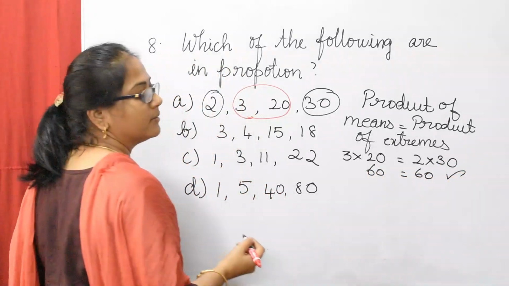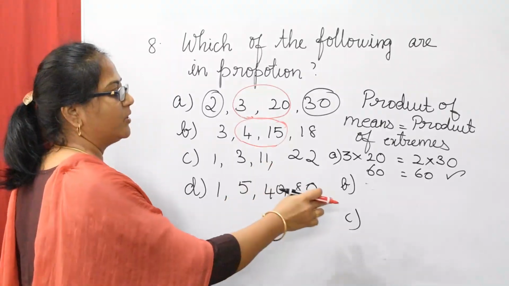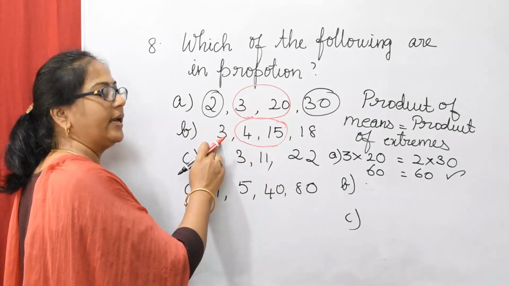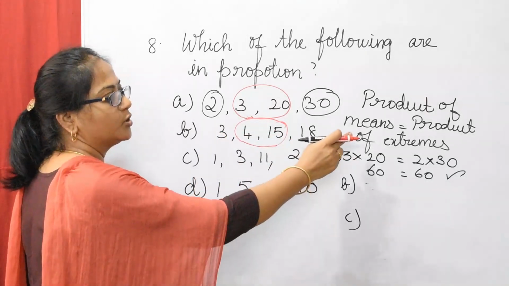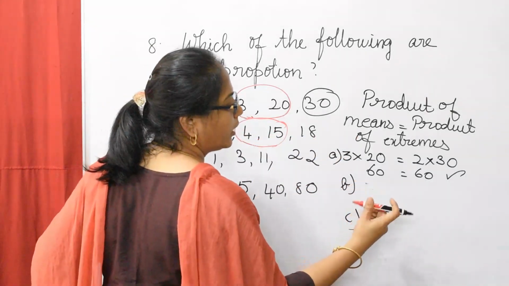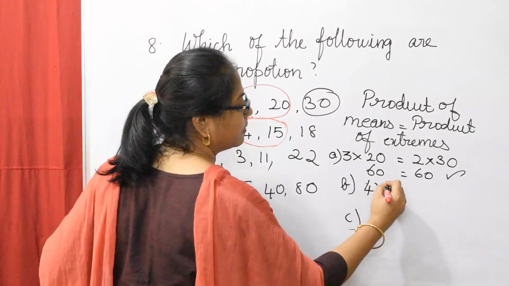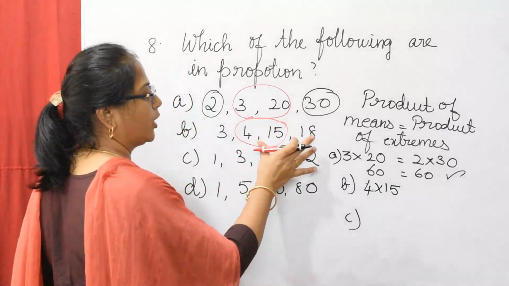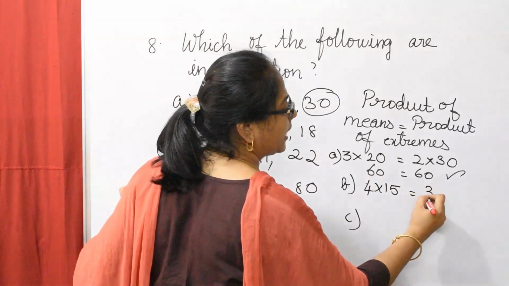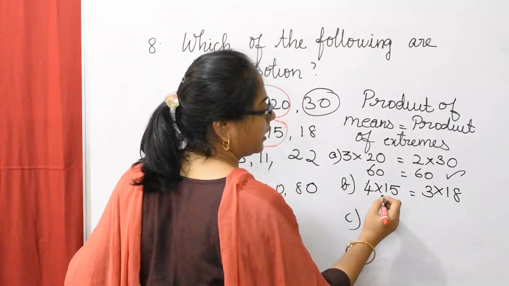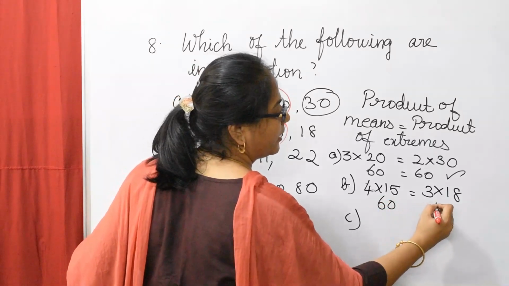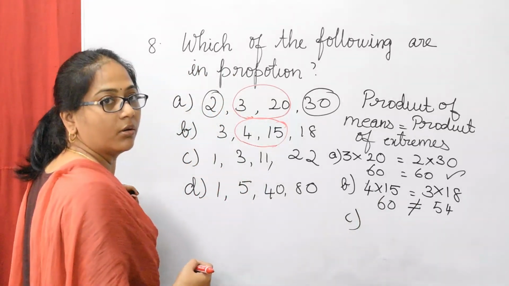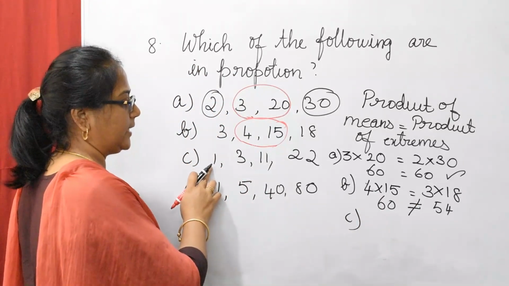Yes, it is equal. So now let us try with option B. Means here is 4 and 15 and extremes are 3 and 18. So product of means 4 into 15, we have to check whether it is equal to product of extremes, which is equal to 3 into 18. Okay, so 60 and 54. It is not proportion.